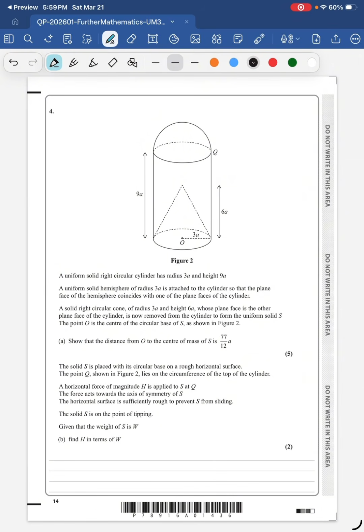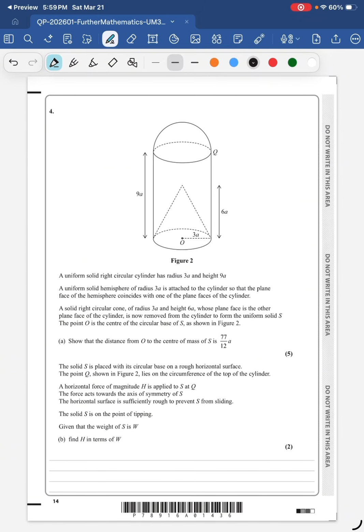A uniform solid hemisphere of radius 3a is attached to the cylinder so that the plane face of the hemisphere coincides with one of the plane faces of the cylinder. A solid right circular cone of radius 3a and height 6a, whose plane face is the other plane face of the cylinder, is now removed from the cylinder to form the uniform solid S. The point O is the center of the circular base of S, as shown in figure 2. Question A, show that the distance from O to the center of mass of S is 77 over 12a. Okay, so that was the first question.